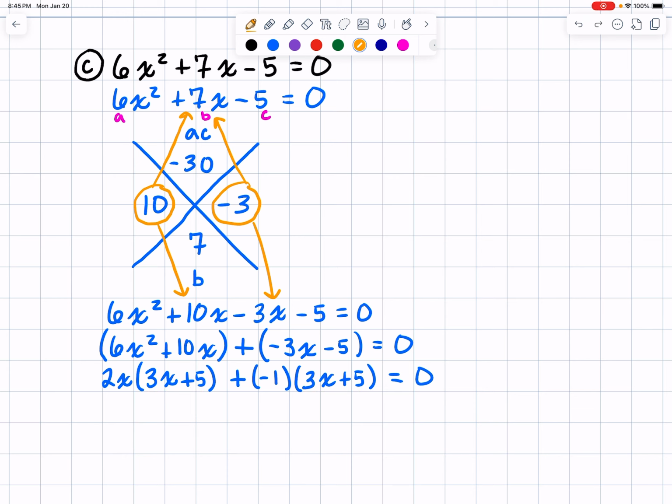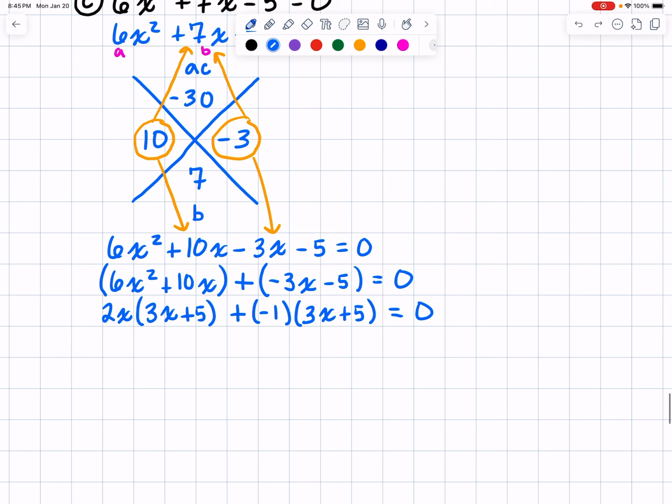So now we're going to pull out our 3x plus 5. So 3x plus 5. And now we want to see, well, what are we left with after we pull out 3x plus 5? I'm left with a 2x and a negative 1. So in my other set of parentheses, I'm just going to write what I'm left with, which is 2x minus 1. That equals 0. Now we can finally use the zero product property now that I have two things here that are multiplied together that equal 0.